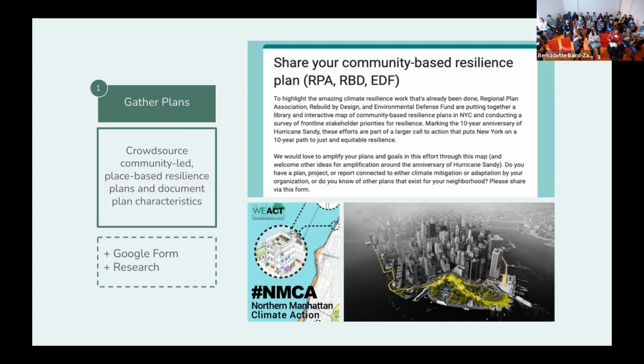A large part of it too was honestly doing our own research to understand what's been going on out there that we might not have been aware of. So most of this happened through a Google form and email outreach where we asked folks to submit their plans to us. And I also want to highlight during this process, we had a great partnership with the Columbia Climate School and the Columbia Resilient Coastal Communities Project. So they were also doing their own work, collecting their own inventory of resilience plans. So we connected and shared our projects, and they very generously also agreed to share their information with us too.